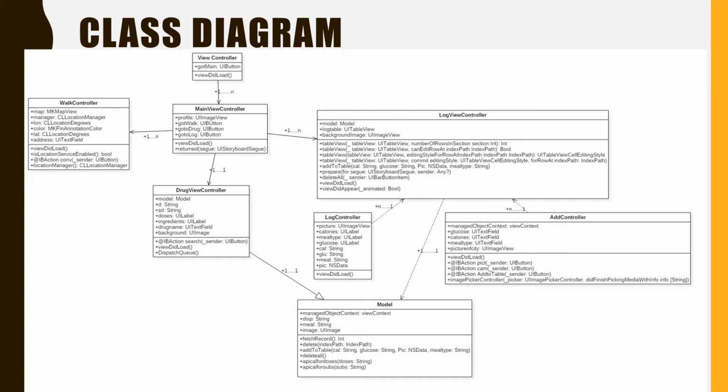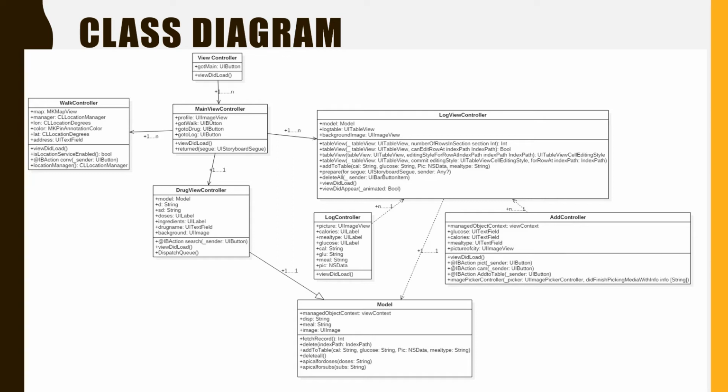And then all of the stuff that you've input goes to the model, and the model interacts with Core Data and saves all the stuff there. And then it updates the view. If you go back to the log view controller, it again calls the model, sees that there's an update, and updates the view to include the new log.